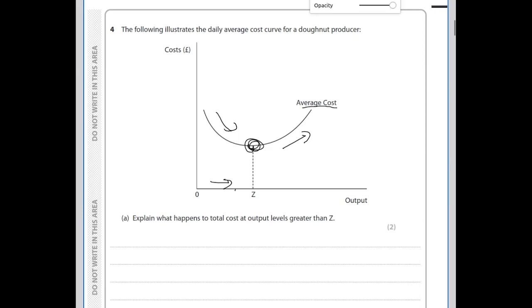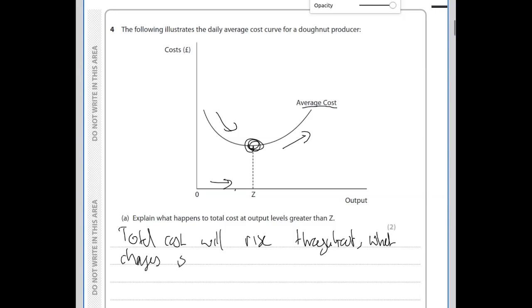Explain what happens to total cost at output levels greater than Z. So across all of this output level, my total cost is going to be rising. Total cost will rise throughout. What changes at Z is not whether or not it's rising. What changes is an increase in the rate at which total cost goes up.